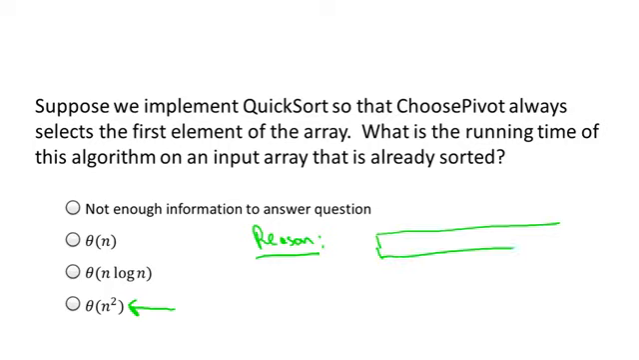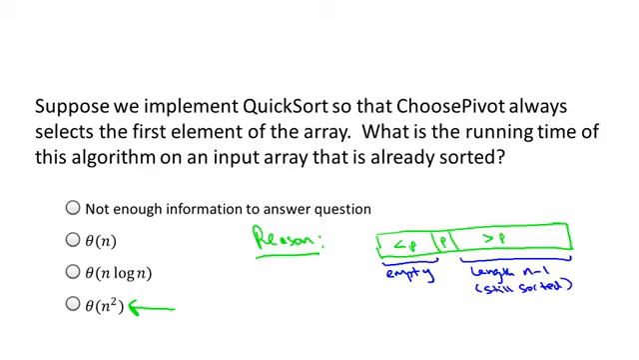If we draw our usual picture of what a partitioned array looks like, with everything less than the pivot to the left and everything bigger than the pivot to the right, well, since nothing is less than the pivot, the left part is going to be empty. It will not exist. And the part to the right of the pivot will have length n minus 1, and moreover, it will still be sorted.